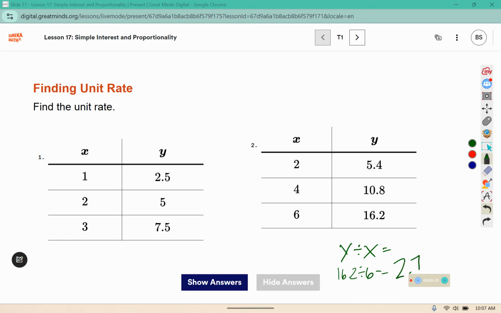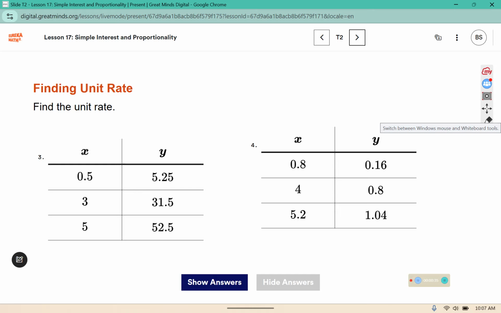You're going to complete number 1 through number 4 for your warm-up.